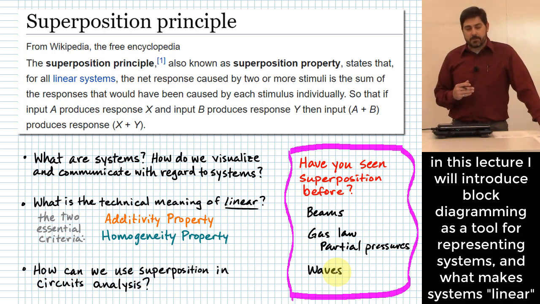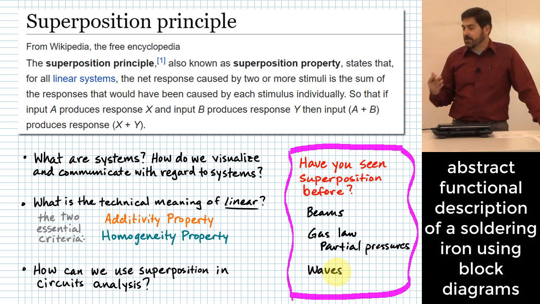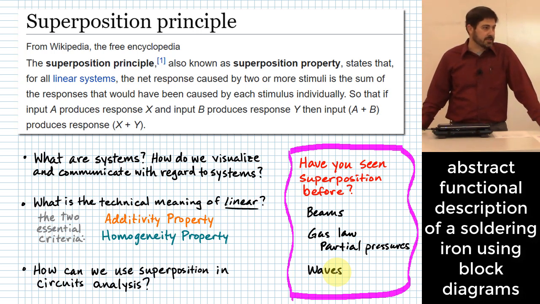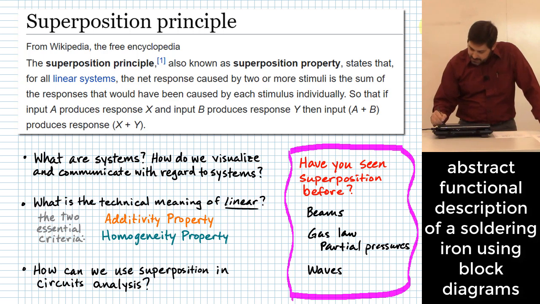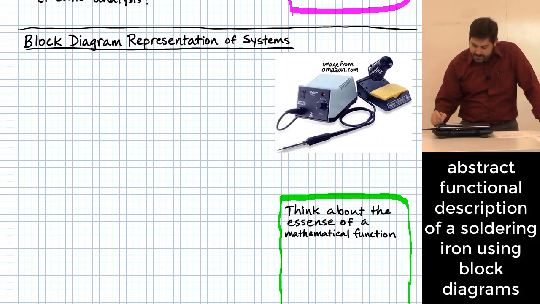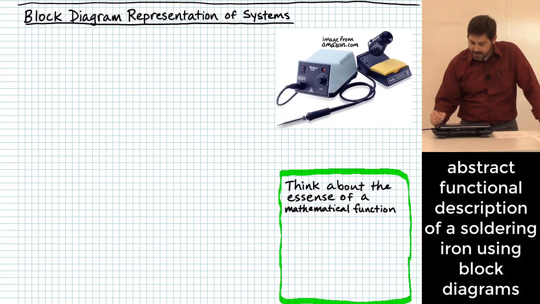Okay? So you'll get to see kind of what that looks like. And then the last thing I'll talk about is how do we actually use this with respect to circuits analysis, okay? So that's where we're going today. Let me get into the concept of representing things with block diagrams.